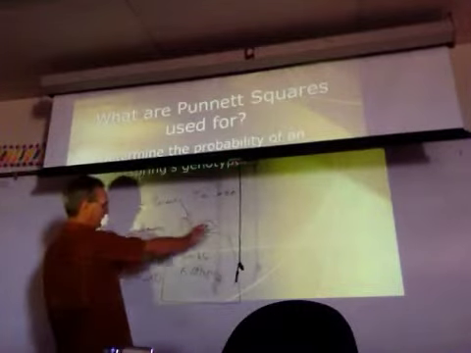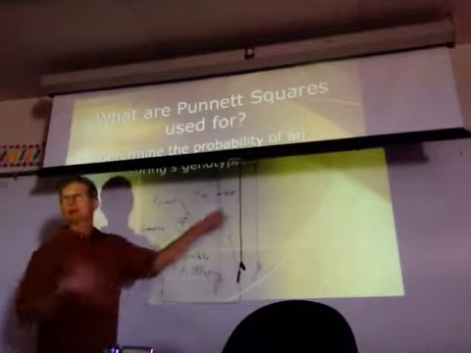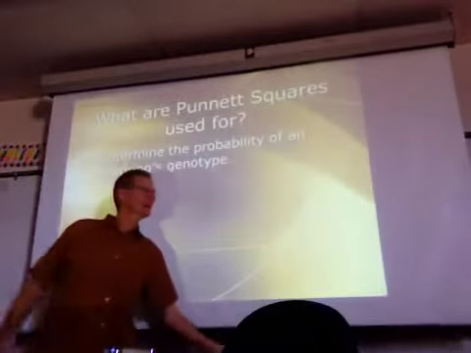And then these gametes, what are the possible combinations? This sperm goes to that egg, this sperm that egg, this sperm that egg, this sperm that egg. That's what the Punnett square illustrates. Okay?